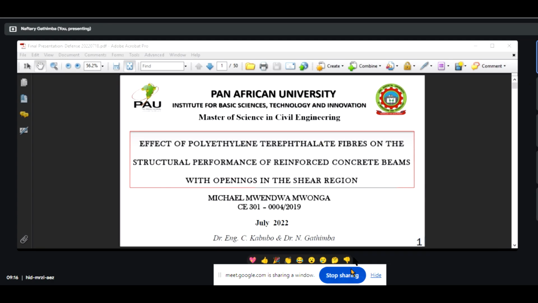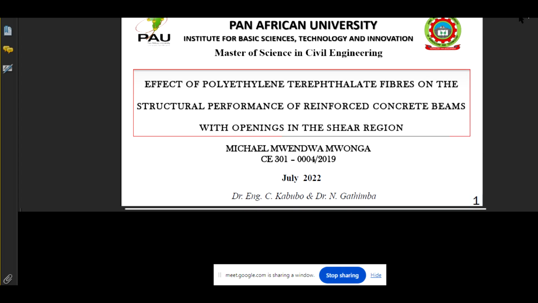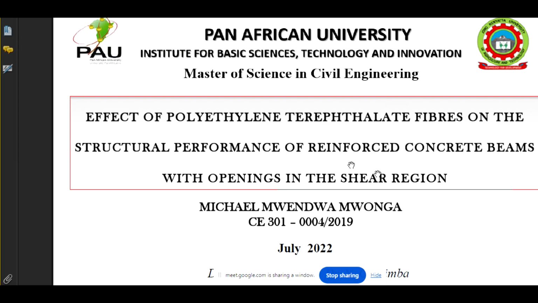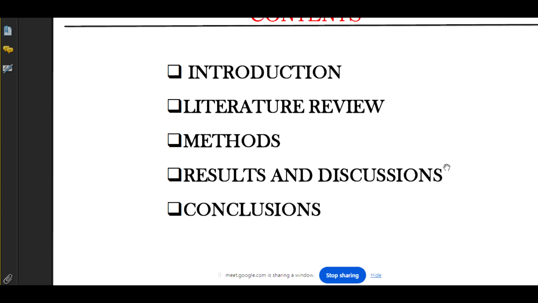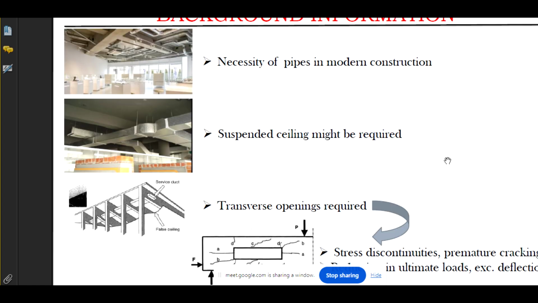So this is the topic: effect of PET, the plastic bottle fibers, on the structural performance of reinforced concrete beams with openings in the shear region. Okay, and somebody who might be interested in this kind of work, he did an experiment, and then he was attempting to do some numerical simulation. So somebody can continue with the numerical simulation, but first you have to read this work to understand what he was doing. Now, you look at this, background information.